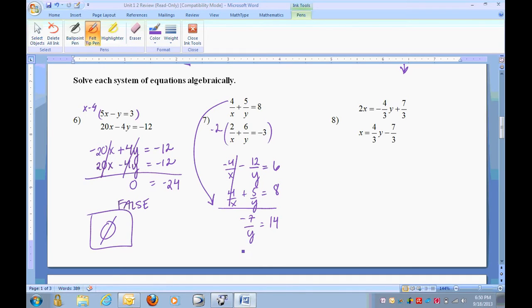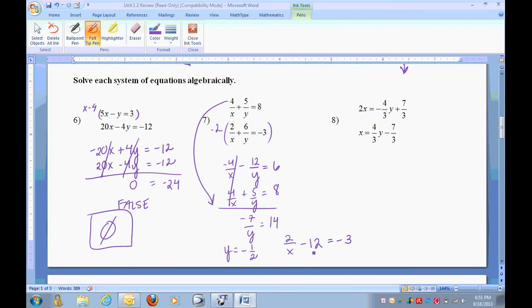Okay, so now that tells me my y value is equal to negative 1/2. So then I can take my negative 1/2 value and plug it back into one of my equations. I'm going to use the original bottom equation. So 2 over x plus 6 divided by negative 1/2 is the same thing as multiplying 6 by negative 2. Dividing by a fraction is the same thing as multiplying by the reciprocal. So 6 divided by negative 1/2 is actually negative 12. And then that equals negative 3.